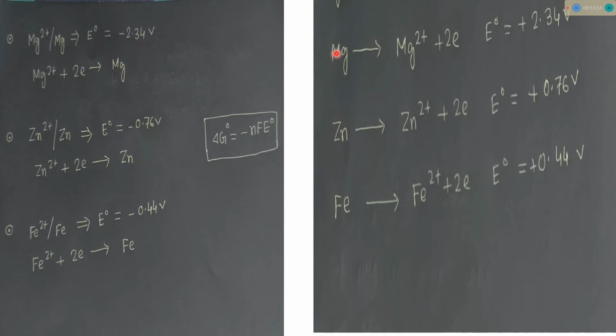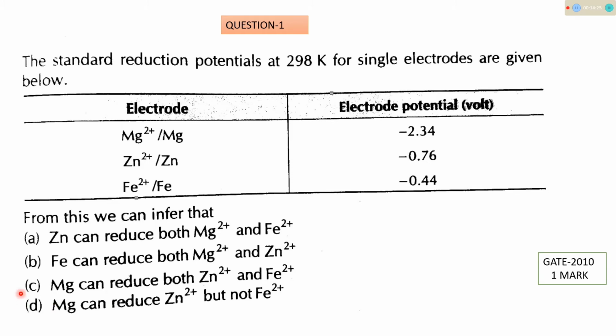If we couple the magnesium system with the iron system, the E0 value is more positive for magnesium and less positive for iron, so del G0 becomes more negative for magnesium. So magnesium is easily oxidized, and the 2 electrons released by magnesium will be taken up by Fe2 plus, which transforms to neutral Fe. So magnesium can reduce both Zn2 plus and Fe2 plus readily. So option C is correct.